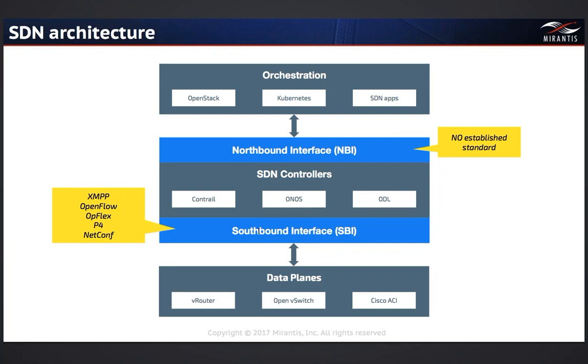Then those controllers talk to the data plane, to network devices, over SouthBound interfaces and protocols like XMPP used by Contrail, OpenFlow used by ONOS and ODL, OpFlex used by Cisco, then netconf, OVSDB, P4, and so on. There are so many options for SBI. And then the data plane needs to be able to talk over the protocol used by a given SDN controller. It can be Contrail vRouter, Open vSwitch, Cisco ACI. They can be software or hardware switches, routers.